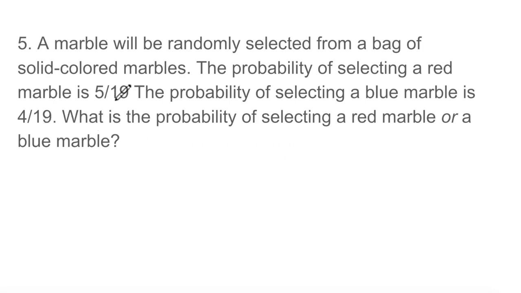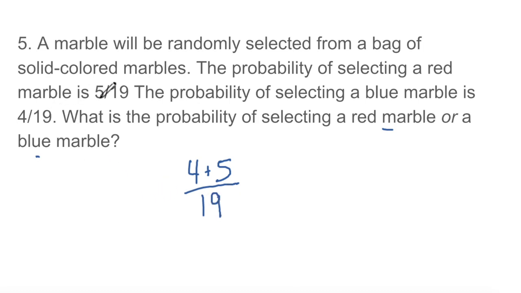Well, what if we assumed there were just 19 marbles in the bag? And 5 of them are red and 4 of them are blue. Probability of selecting a red marble or a blue marble would be just the sum of the two winning outcomes, right? Or 4 plus 5. And we would divide that by the number of total outcomes, which is 19. There are 19 total possible outcomes.